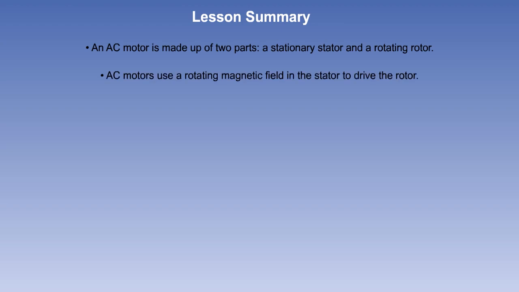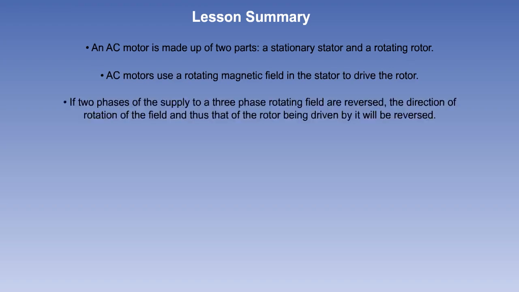That is the end of the lesson. Here is a summary of the main points. An AC motor is made up of 2 parts, a stationary stator and a rotating rotor. AC motors use a rotating magnetic field in the stator to drive the rotor. If 2 phases of the supply to a 3-phase rotating field are reversed, the direction of rotation of the field, and thus that of the rotor being driven by it, will be reversed.